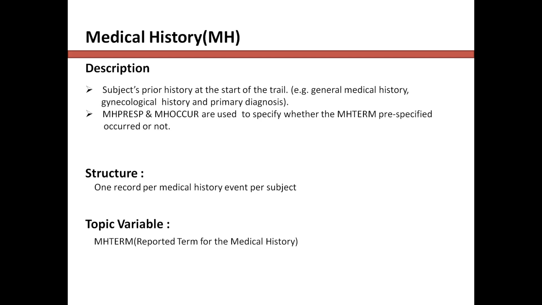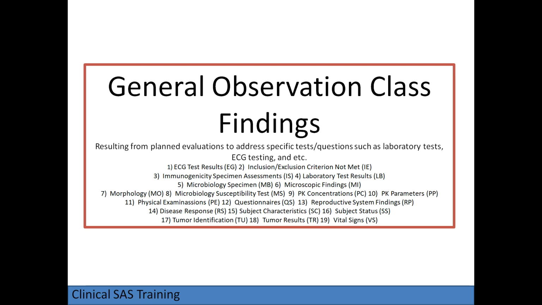And the next domain is medical history. Medical history is the subject's prior history at the start of the clinical trial. The values we can see in medical history are general medical history, gynecological history, or primary diagnosis. The important variables are MH pre-specified and MH occurs, which are used to specify whether the pre-specified MH term occurred or not. The structure is one record per medical history event per subject, and the topic variable is MH term. And we have another general observation class subdivision, which is findings.